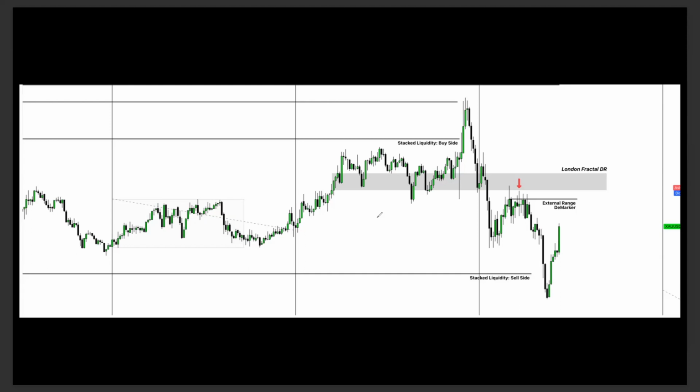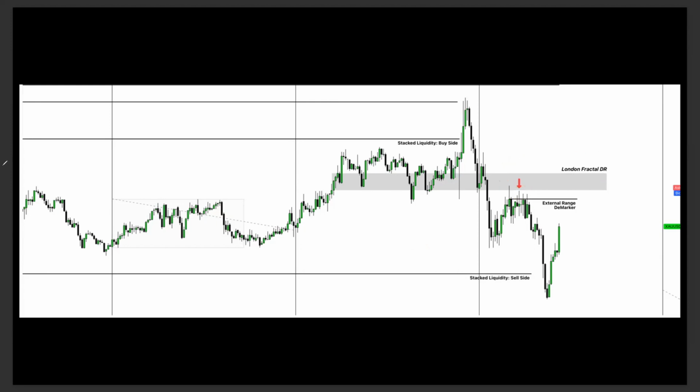If you don't believe me on that, if you're going to give me some shit on that, please take 3:10 to 3:30 Eastern Standard Time. Go ahead and backtest it. Just go ahead and backtest it. See what happens. So over here we have an external range D marker going into the London fractal dealing range. And that, my friends, is your sell.